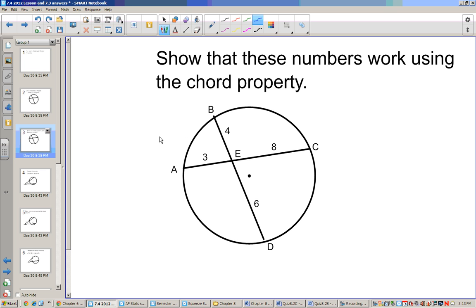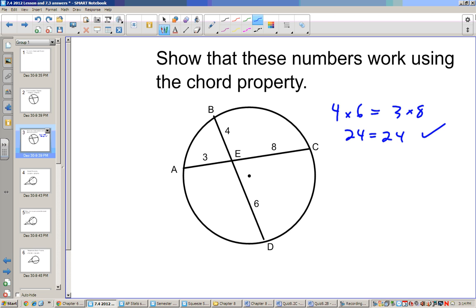So what that says is when chords intersect anywhere in a circle, 4 times 6, BE times ED, is going to be equal to AE, which is 3, times EC, which in this case is 8. Now is that true that 24 is equal to 24? Yep. And this just demonstrates that this works.